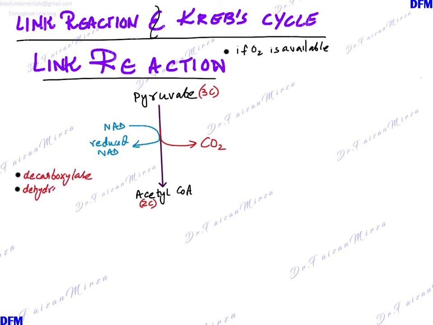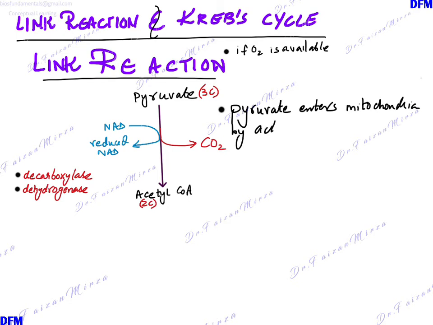Decarboxylase and dehydrogenase enzymes are required for this reaction to occur. Acetyl, which is a 2-carbon compound, adds with coenzyme A to form acetyl-CoA. CoA is coenzyme A, already discussed previously. It is a carrier of 2-carbon units, which are acetyls. The pyruvate entered the mitochondrial matrix by active transport from the cytoplasm of the cell.